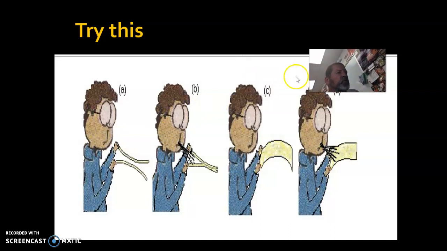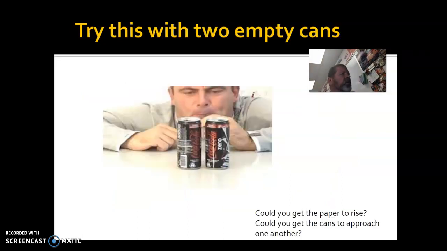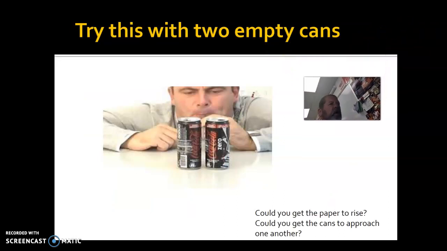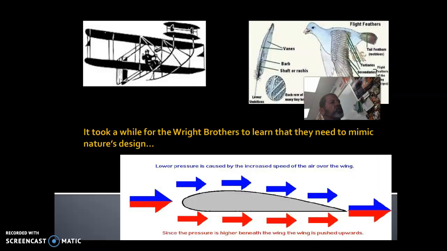And I'll show you guys some video footage of this. This is another concept we're going to talk about, that if you blow over the top of a piece of paper, you can actually get that piece of paper to rise. I can just do that real quickly here. Okay, and that's the same concept that helps us generate lift. I'll show you a video of this too, that we used to do in class. You take 2 empty aluminum cans, put them together, and you can blow right through the middle of them, and you can get them to approach one another.